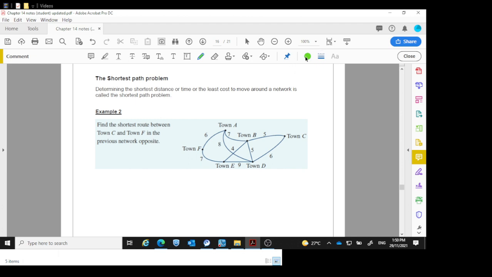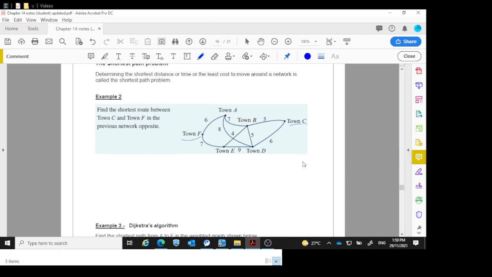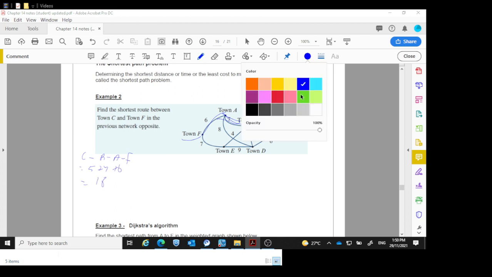Now, example 2. Find the shortest path between town C and town F. So there's town C and there's town F in the previous network opposite. Right, so let's try and work it out. I'm going to go from C to B to A and then to F. So when I do this, I've got 5 plus 7 plus 6. I'm looking at 18. I'm going to just see if I can find something that's shorter than that.